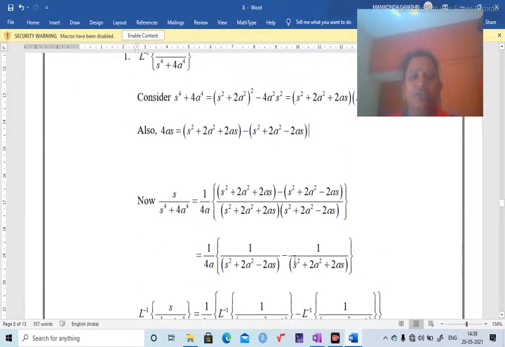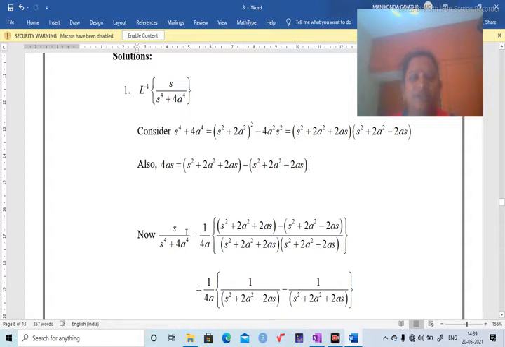So substitute those values. Observe, 1 by 4a. In the denominator, I am going to substitute this value. Here we need only s, that's why here we have 4as. That's why I am writing divided by 1 by 4a. So 4as here. Observe, 4as. This is 4as, 4a gets cancelled. Then s by, that is your given function.